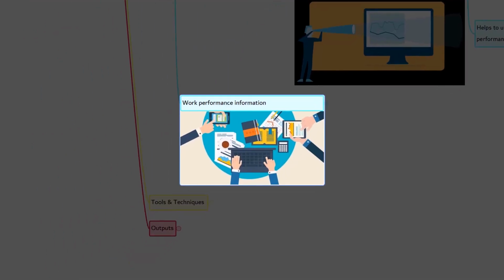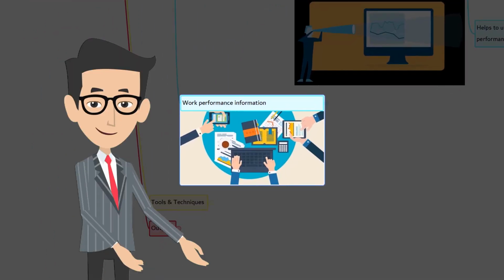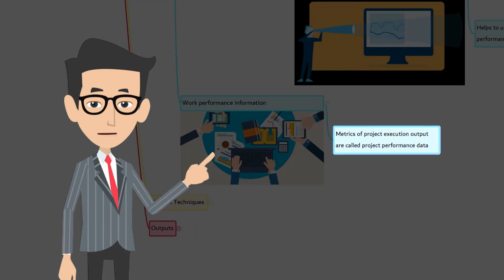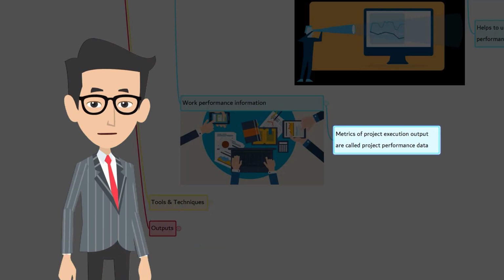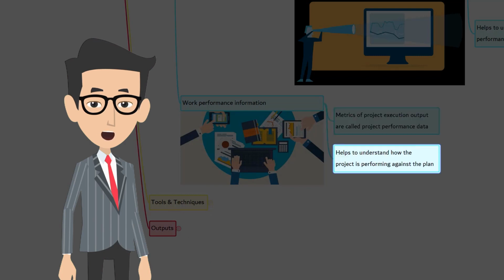The next one is work performance information. We know that the project activities are carried out during project execution to deliver the agreed project scope. The project outputs are collected in the form of various project metrics, which are called project performance data. That becomes an input to monitor and control project work to understand how well the project is progressing against the project plan, which is defined at the start of the project.